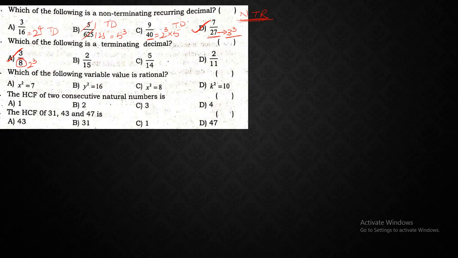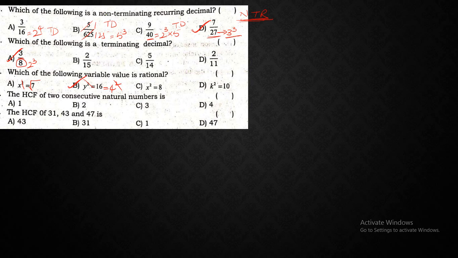Next, which of the following variable values is a rational number? x square is equal to 7 means if I remove the square, this becomes square root of 7. Square root of 7 is irrational. Next, y square is equal to 16. 16 I can write as 4 square. So on both sides I can cancel out the square.